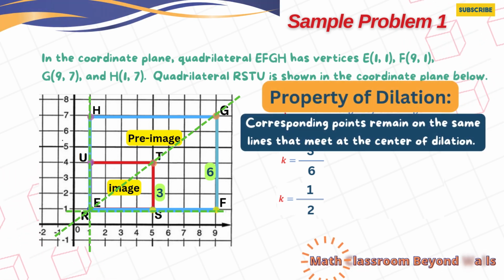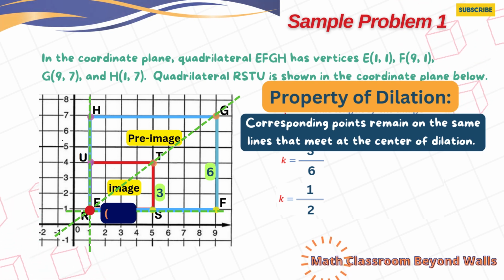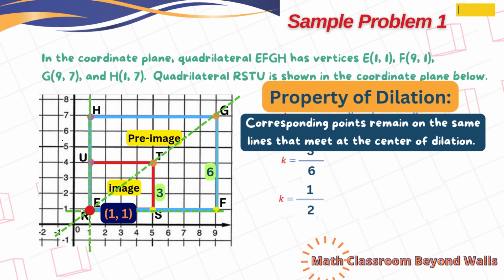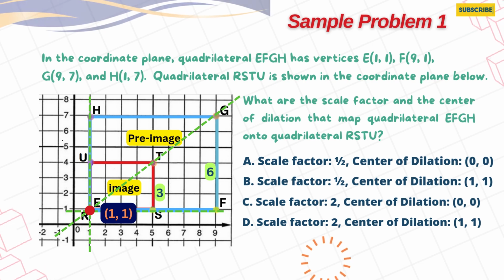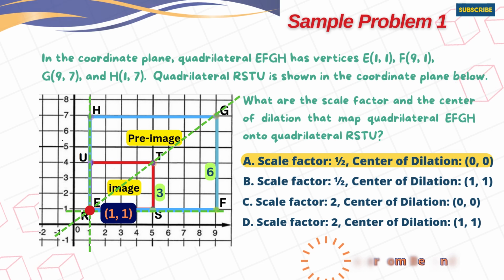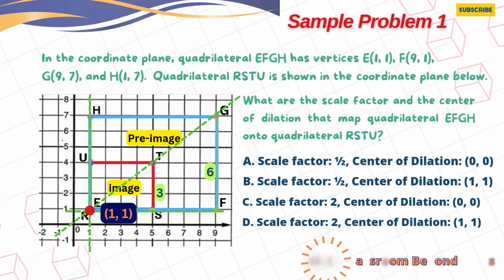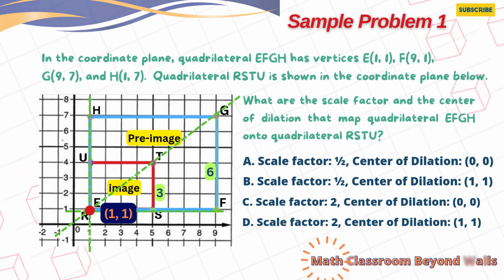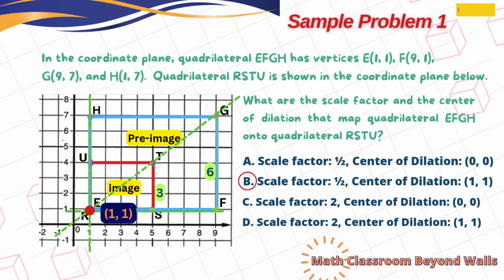Learners, do you see where the lines meet? There you are. We found the center of dilation. It is at 1, 1. So, what is our answer? Is it option A, option B, option C, or option D? Okay, so the answer is option B. That was easy.